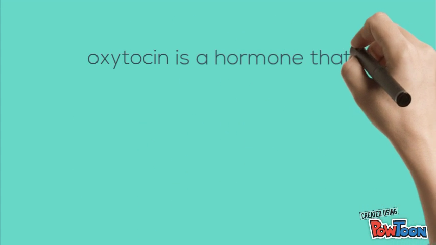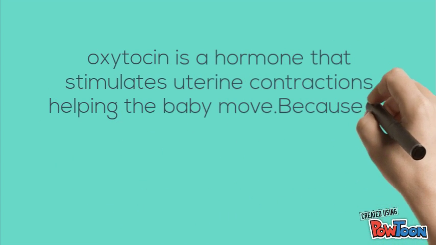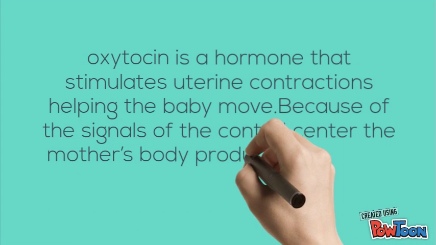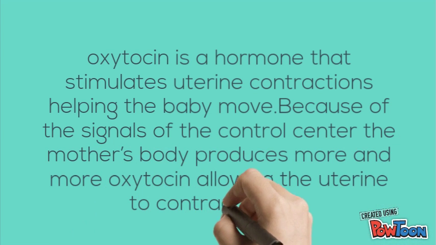Oxytocin is a hormone that stimulates uterine contractions, helping the baby move. Because of the signals of the control center, the mother's body produces more and more oxytocin, allowing the uterus to contract more. This positive feedback loop continues until the baby is born.